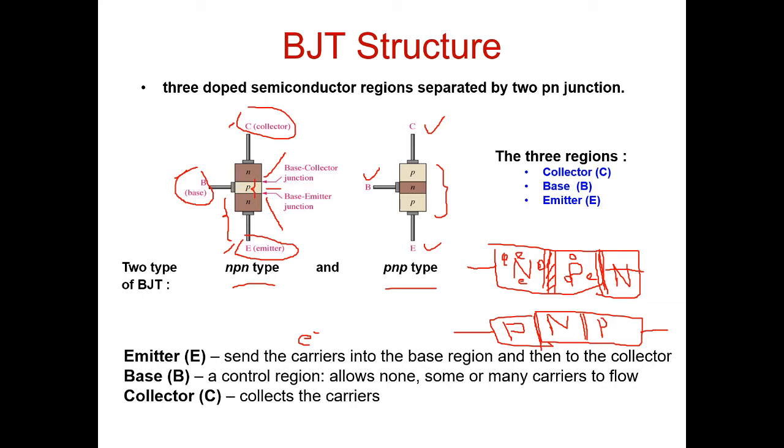This indicates that the size of the base terminal is very, very small. So it just controls the emitter, the carriers inside the emitter, to flow to the collector. So it's just a controller, right? So let's see how the base became the controller for the BJT.